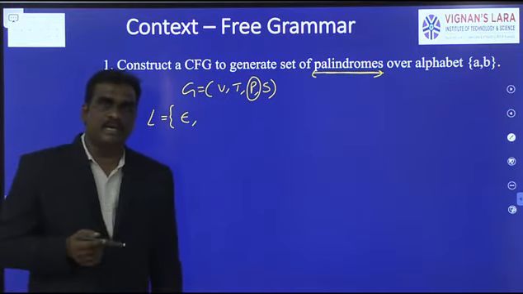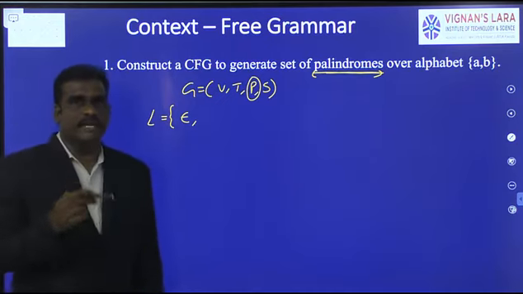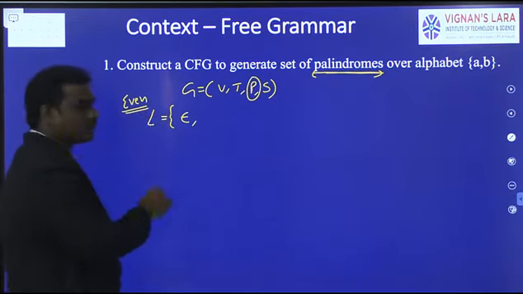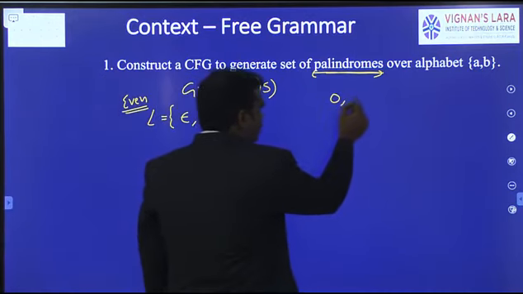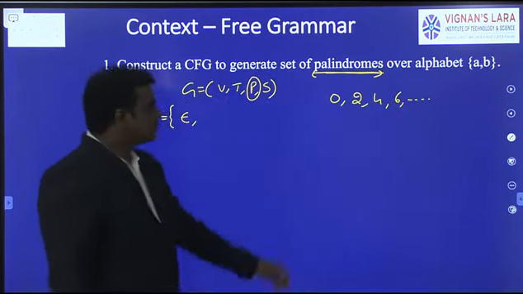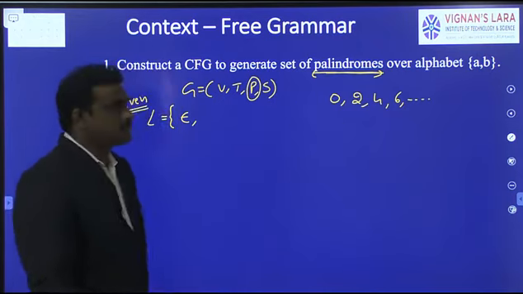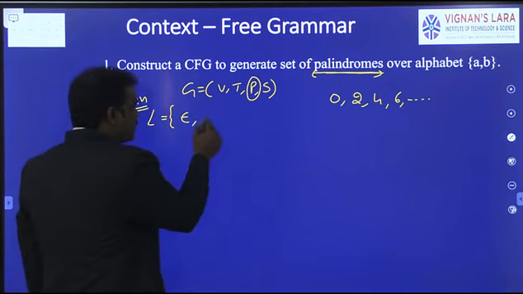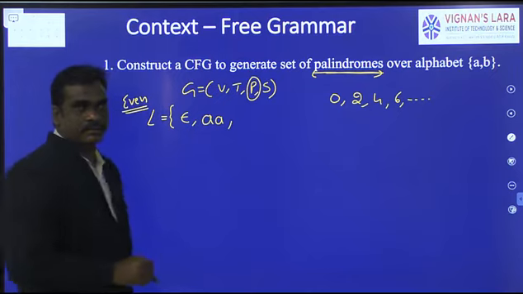One is even length palindrome, the second is odd length palindrome. First, we will see the even length palindrome. Even length means it starts with 0, next 2, 4, 6, 8, like that. So 0 means epsilon. Next, string length 2. What is a valid string? Palindrome means the starting symbol and the ending symbol should be the same. So AA is a palindrome.